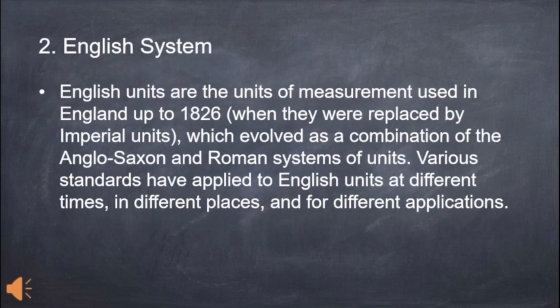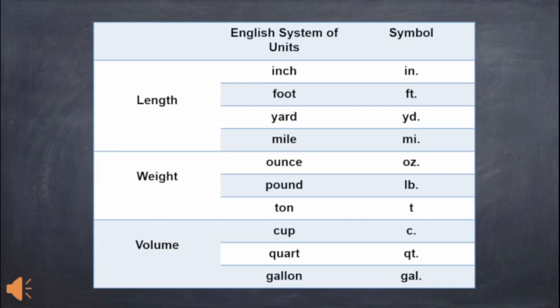The second basic system of units commonly used is the English system of units. English units are the units of measurement used in England up to 1826, when they were replaced by imperial units, which evolved as a combination of the Anglo-Saxon and Roman systems of units. Various standards have applied to English units at different times, in different places, and for different applications. The British Empire used their body parts to measure because there were no rulers or any devices at that time. Here are the basic units and quantities used in the English system.